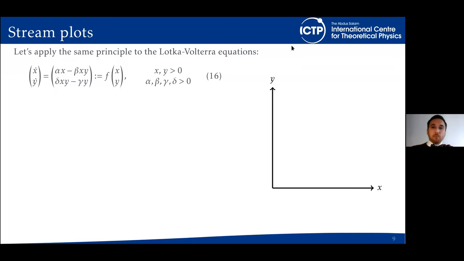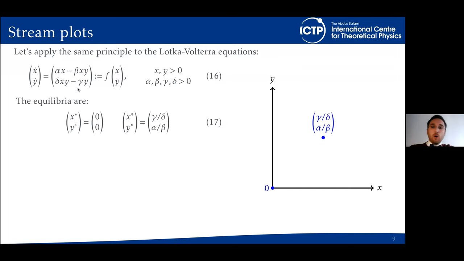If we look at these equations here, we can find very easily two equilibria, which are the origin and this non-trivial equilibrium. Now, the origin is very easy to see why this is an equilibrium, because if X and Y are both equal to zero, then both X dot and Y dot here are zero. The other non-trivial equilibrium is very easy.